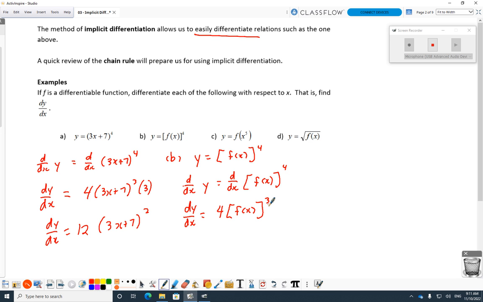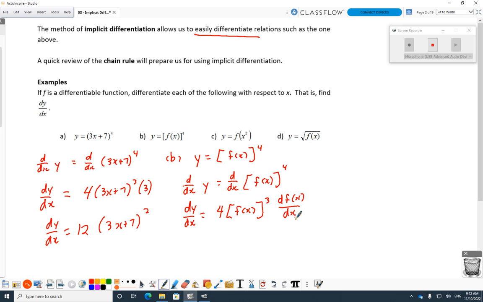Then, chain rule says take the derivative of the inside, but it's an unknown function. I don't know what this function is. And if this is really weird to you, that's good. That's exactly what we're working on today: when you get to a function that you don't know, and you've got to take the derivative, you just write df by dx.